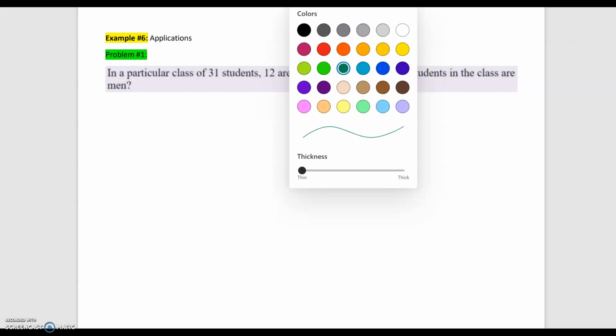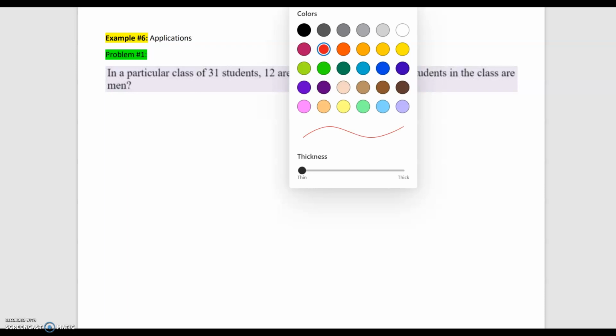Hi class, we need to take a look at example 6, and we're going to be looking at a couple of applications. For every one of the applications, I need you to take a look, especially if it comes from the software. Some of these state to not reduce, so be careful on that one. A couple of the problems are of that form.